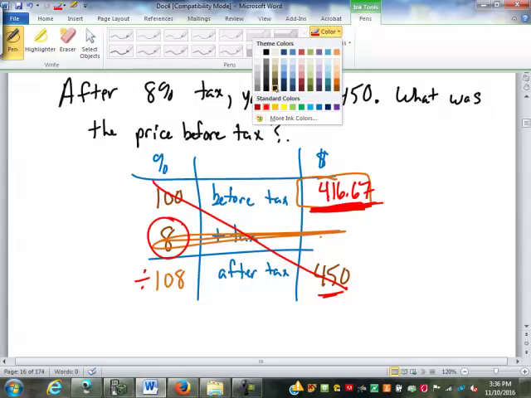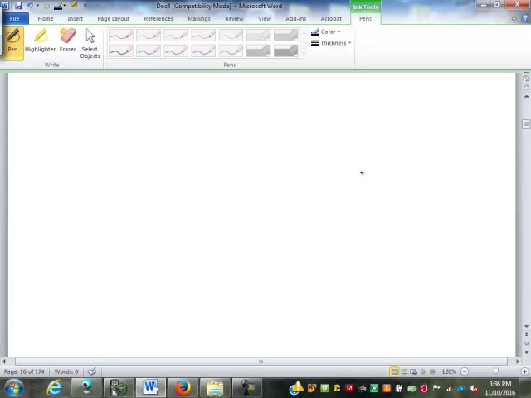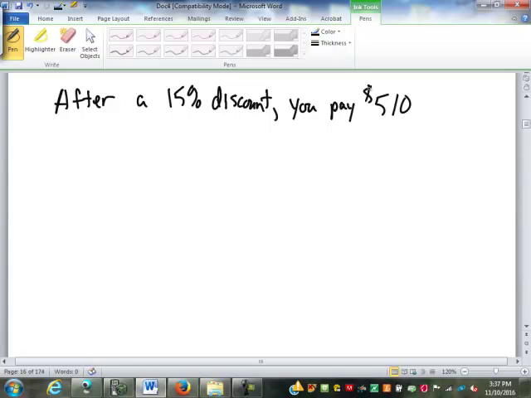Let's look at a couple more of those before we move on to our new stuff for tonight. Let's say that after a 15% discount, you pay $510. What was the full price? In other words, what was the price before the discount?